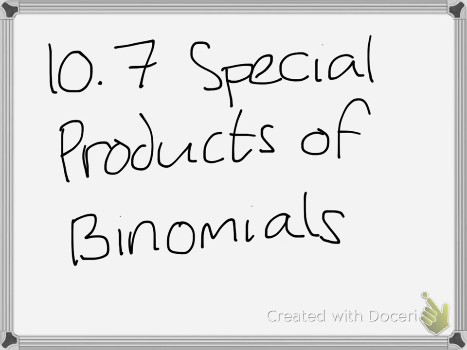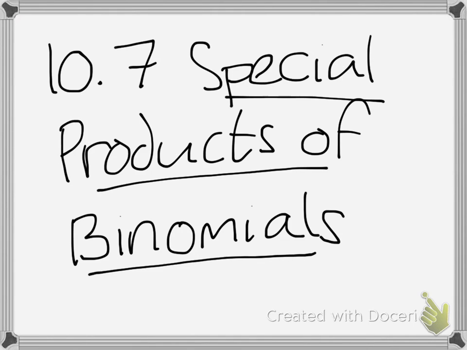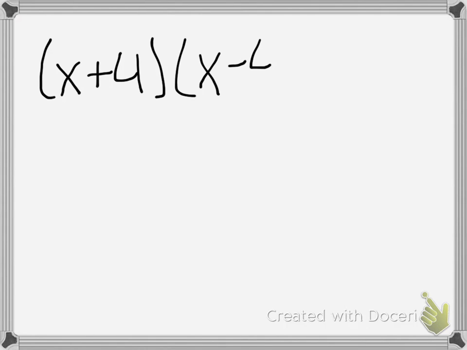So our last topic for today is special products of binomials. We just talked a bit about how we have a special technique called FOILing to multiply binomials. And so it's worth now talking about some special ones. Let's say I take x plus 4 times x minus 4.